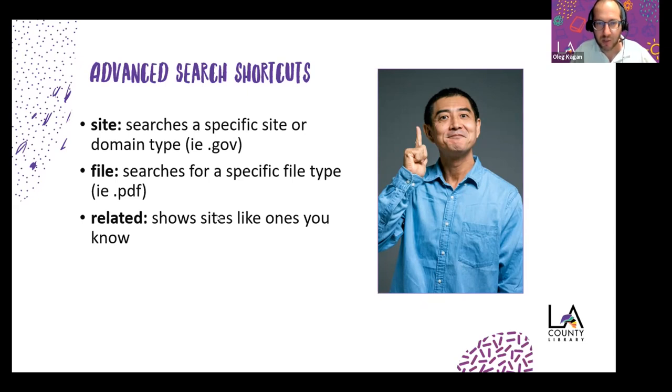On Google, sites labeled ad pop up first. How do I block them? There are extensions. An extension is a little program that you can install on your web browser that will block ads. So there are ad blocking extensions. I don't know if those actually will block the Google ads. I don't even pay attention to them anymore. I just scroll past them.